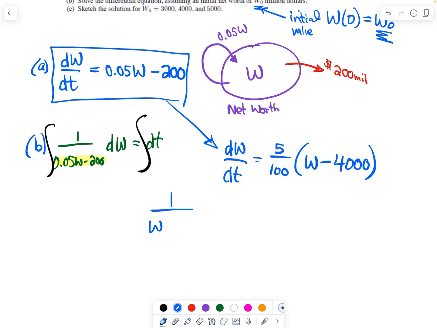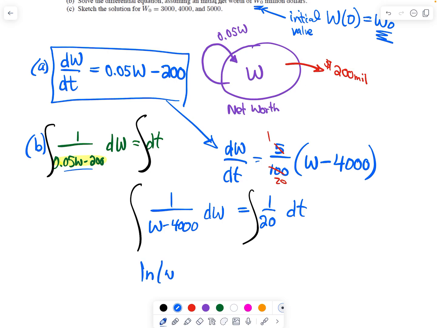So we have 1 over W minus 4,000 dW equals, I'm going to make 5 100ths 1 out of 20, yes, 1/20th dt. That's a little bit easier. I don't have to contend with the U substitution there, and I don't have to mess up with the fractions. So now I'm good to go with integration on both sides. That means natural log of W minus 4,000 equals the antiderivative of 1/20th dt, which is t over 20 plus c.